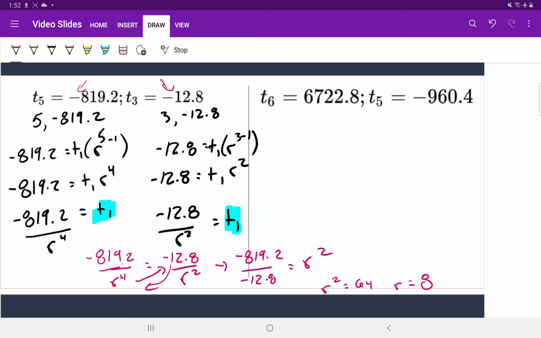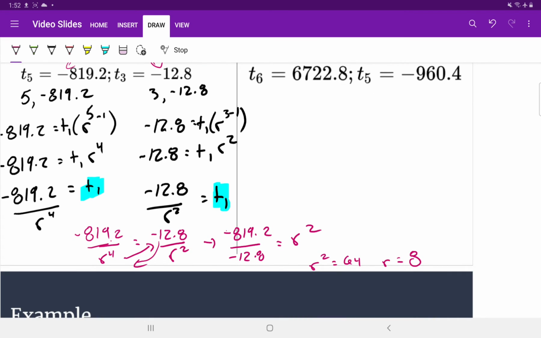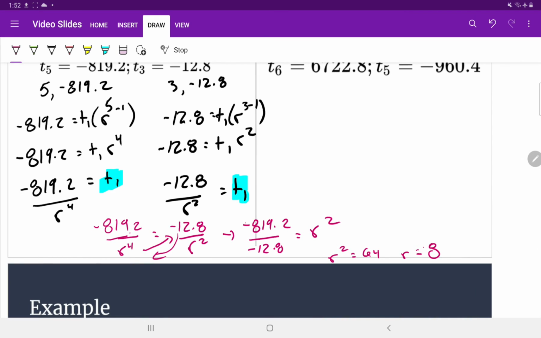Because the whole thing might have started with a negative number. So interesting. Okay, so I'm going to solve for T1 here and see, because right now all I know is that R either has to be plus or minus 8, and it's going to come down to what term 1 is.